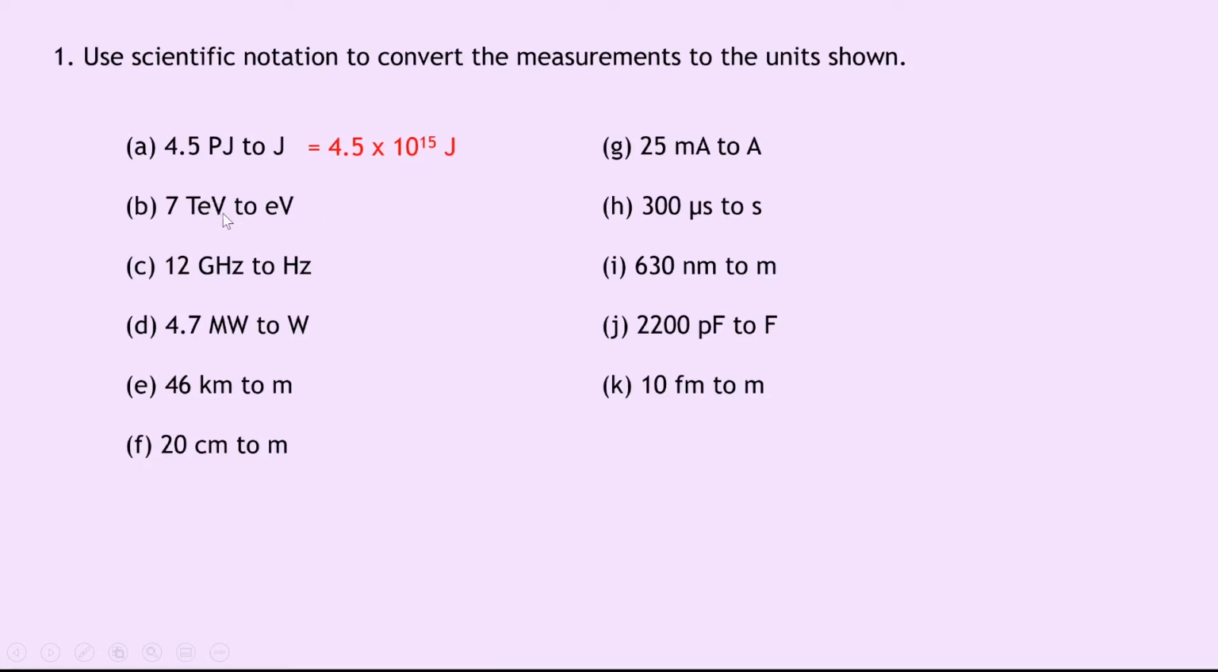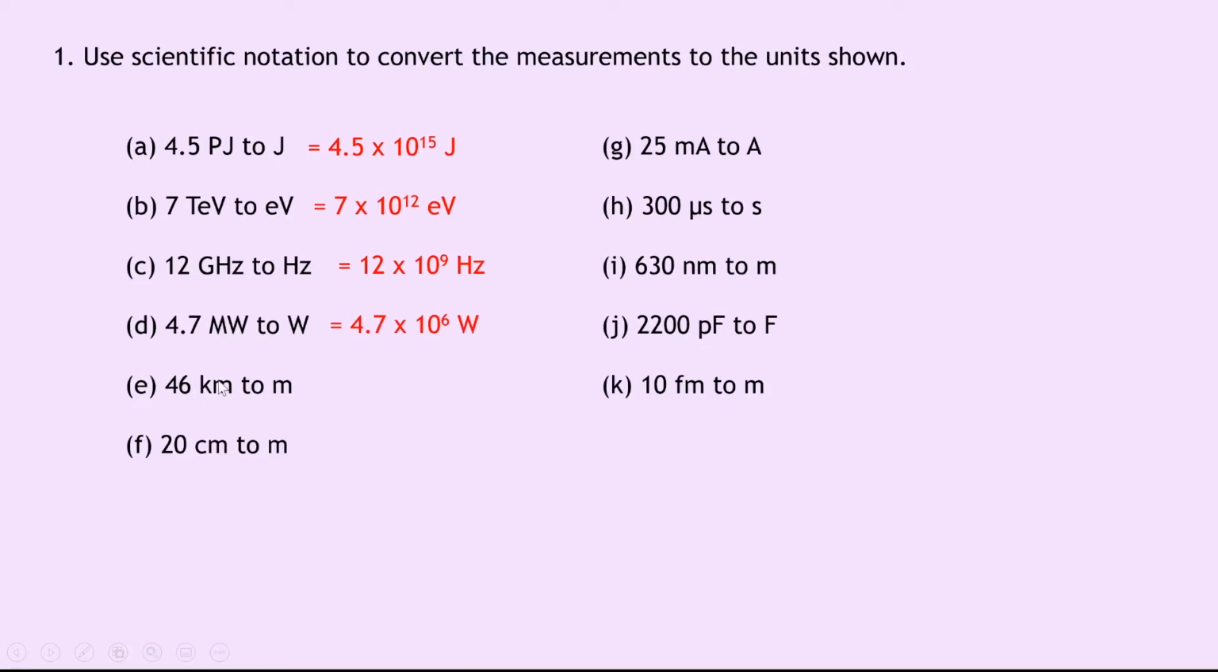Remember tera is times 10 to the power of 12, so that's going to become 7 times 10 to the power of 12 electron volts. In part C we have 12 gigahertz to hertz. Remember giga is times 10 to the power of 9, so this becomes 12 times 10 to the power of 9 hertz. Part D, 4.7 megawatts to watts. Remember mega is times 10 to the power of 6, so this becomes 4.7 times 10 to the power of 6 watts. For part E, 46 kilometers to meters.